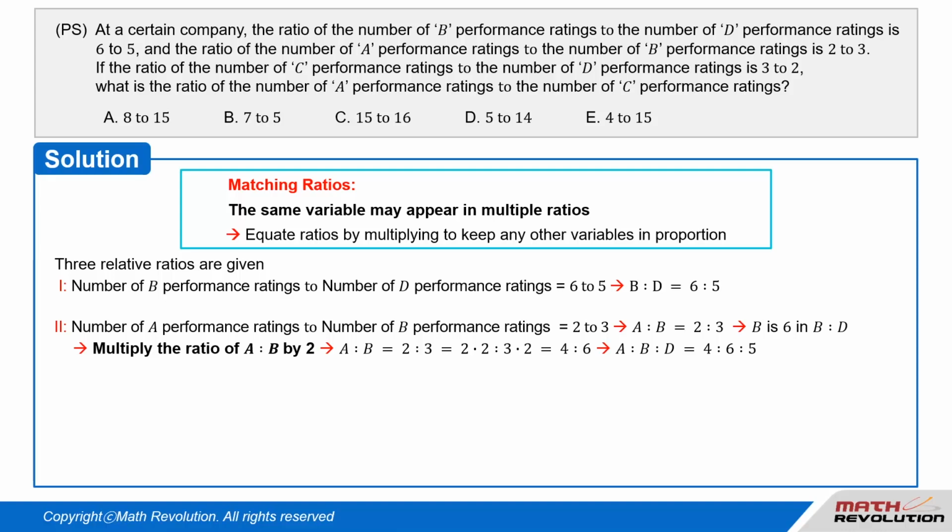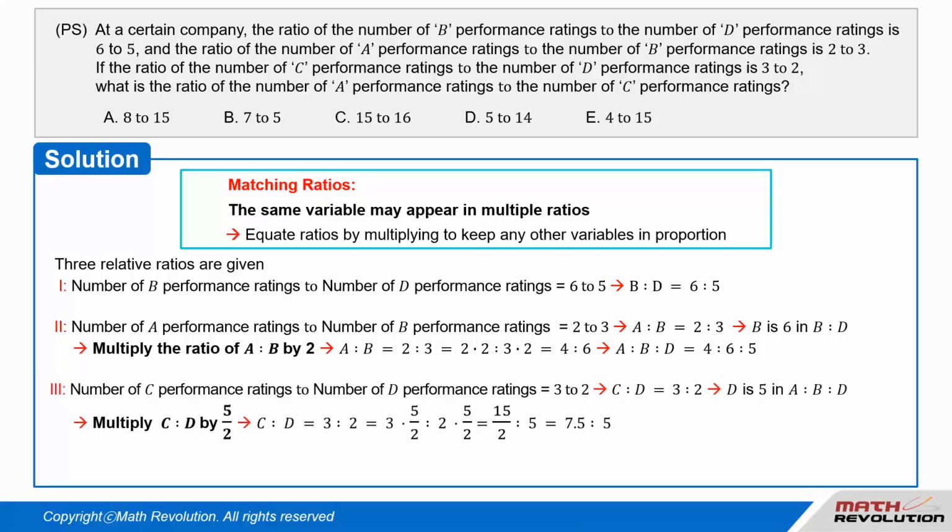Now, as the value of B is 6 in B is to D, multiply the ratio of A is to B by 2. So A is to B equals 2 is to 3 equals 2 times 2 is to 3 times 2, which equals 4 is to 6. Thus, from 1 and 2, we get the ratio A is to B is to D equals 4 is to 6 is to 5.